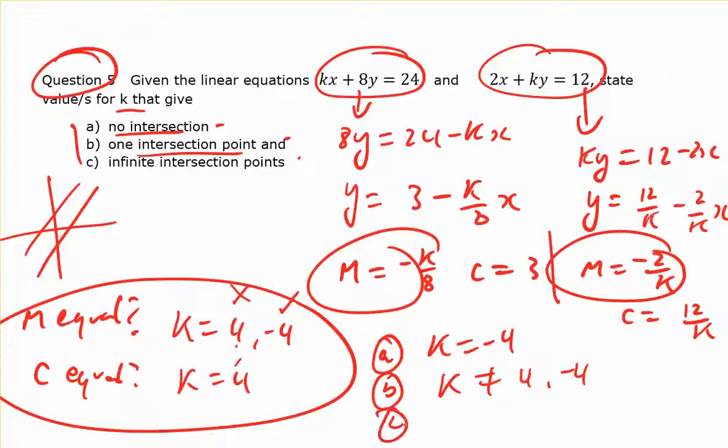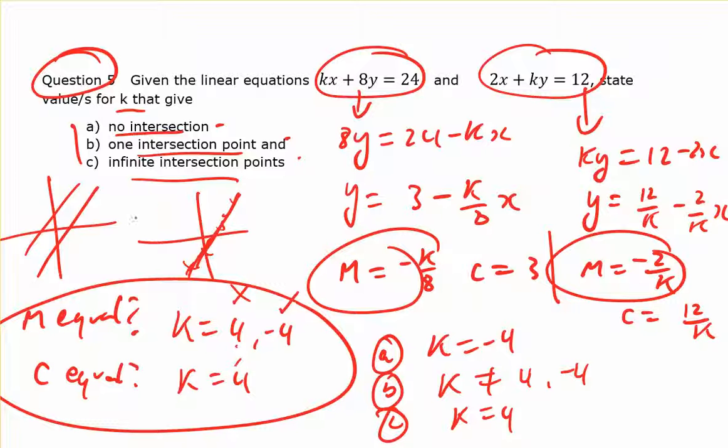For C, an infinite amount of intersection points means that both the gradient and y-intercept are the same, because it has to be the same line basically, because it crosses forever. So k must equal 4, because that's the only value which gives me the same y-intercept and same gradient.